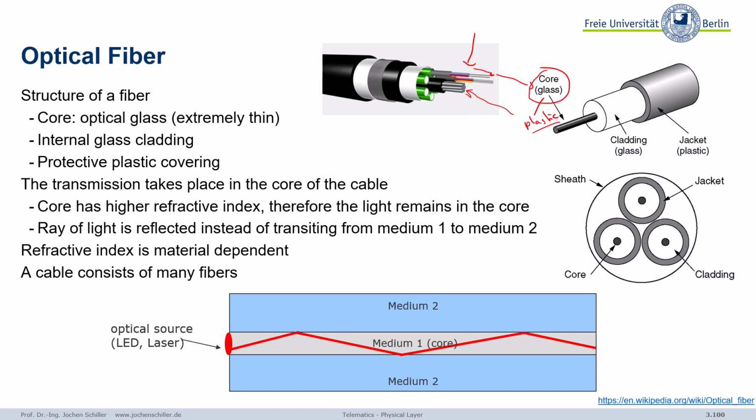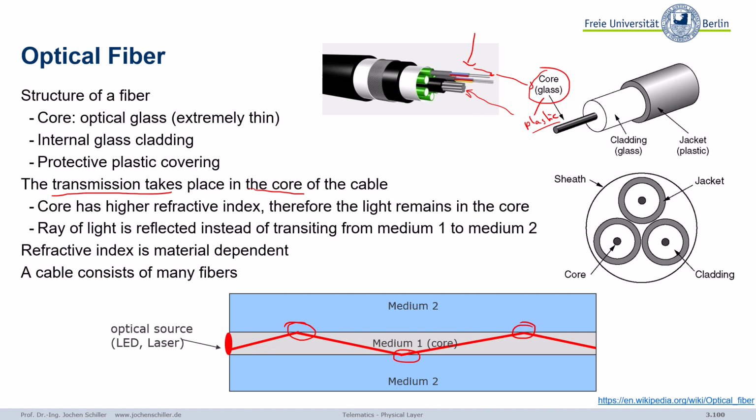So you have this core, optical glass, extremely thin. You can break this. Again, bending radius, important also for fiber optics. And you have all this protection, but importantly, the transmission takes place in the core of the cable with this high refractive index, and you try to keep the light inside the core, and you always have these reflections here. So that's the idea here. With all the reflections, the index depends on the material, and we take many of them.